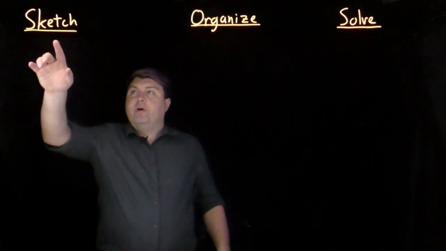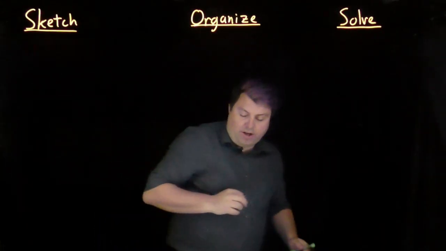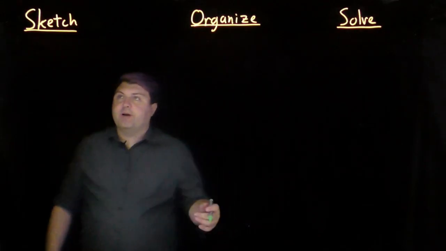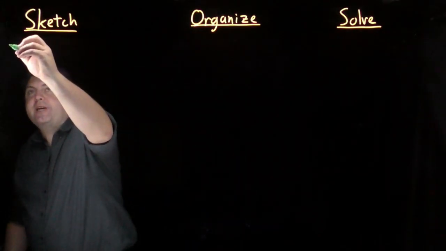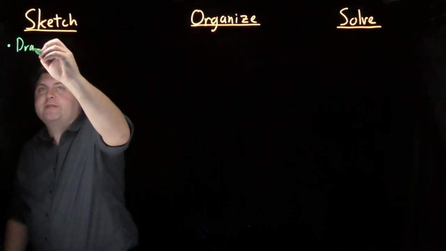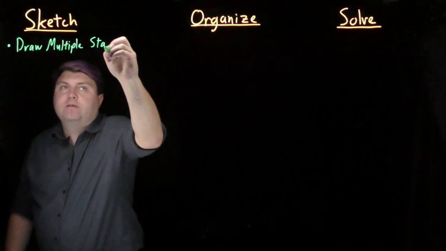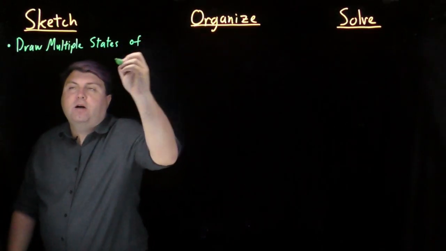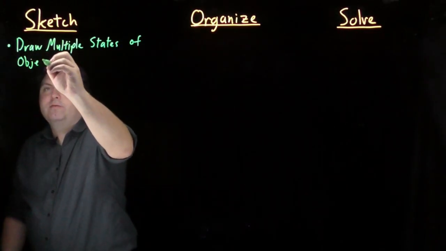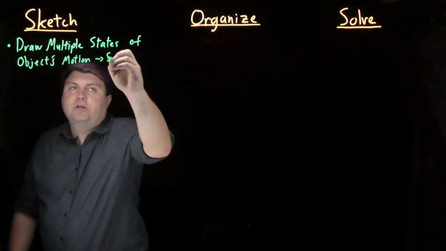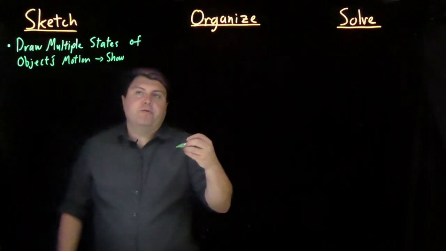Welcome. We're going to use the sketch, organize, solve method to solve for oscillations problems involving simple harmonic motion. So first in our sketch, we want to draw multiple states of our object's motion. We want to show that it oscillates.